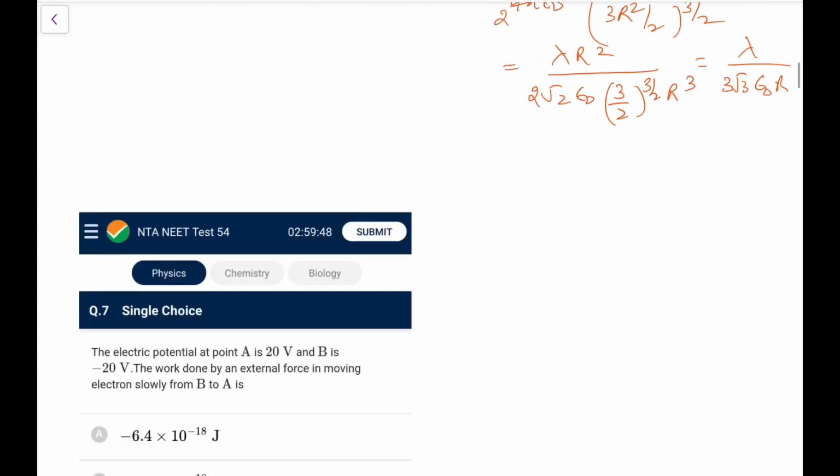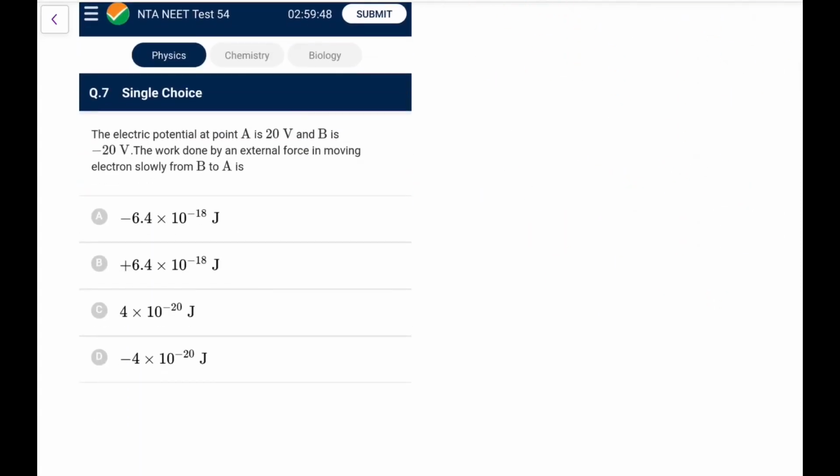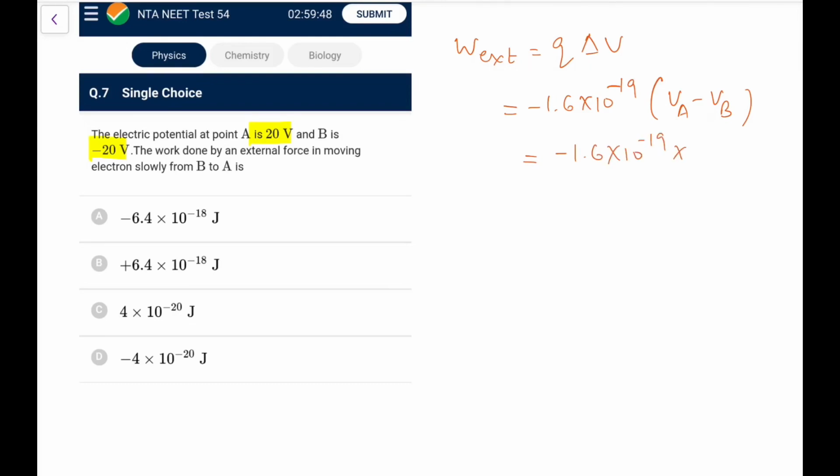So again, that's not a tough one. Seventh, the potential at A is minus 20 V, and we need the work done in moving an electron slowly from B to A. So the W external, you know, is equal to Q delta V. Q is what we have, minus 1.6 into 10 to the power minus 19, and B to A, so that is VA minus VB. So VA minus VB would be plus, so minus 1.6 into 10 to the power minus 19, this comes out as 40.